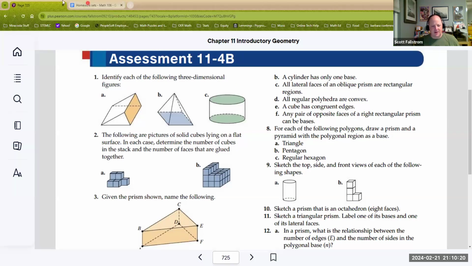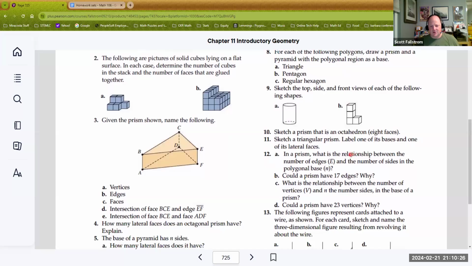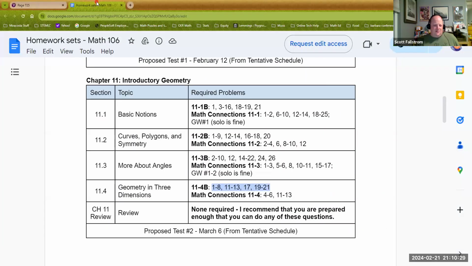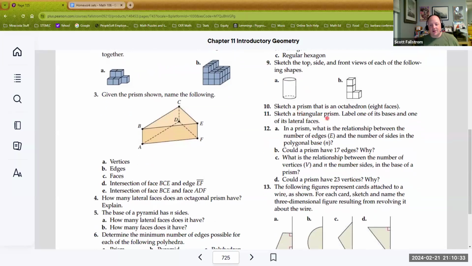Let's see here. So 1 through 8. Ooh, 11 through 13. So do not do that. Do not do necessarily an octahedron. 11 through 13 and 17. Okay. So 11, sketch a triangular prism.